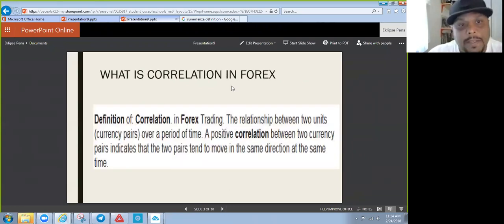What is a correlation in forex? The real definition: a relationship between two units, which are currency pairs, over a period of time. A positive correlation between two currency pairs indicates that the two pairs tend to move in the same direction at the same time. So there are pairs in the market that do exactly the same thing at a certain time. That is called positive correlation. Negative correlations are pairs that do the opposite. We're going to get into those, and I'm going to show you what those are and a method of trading them.